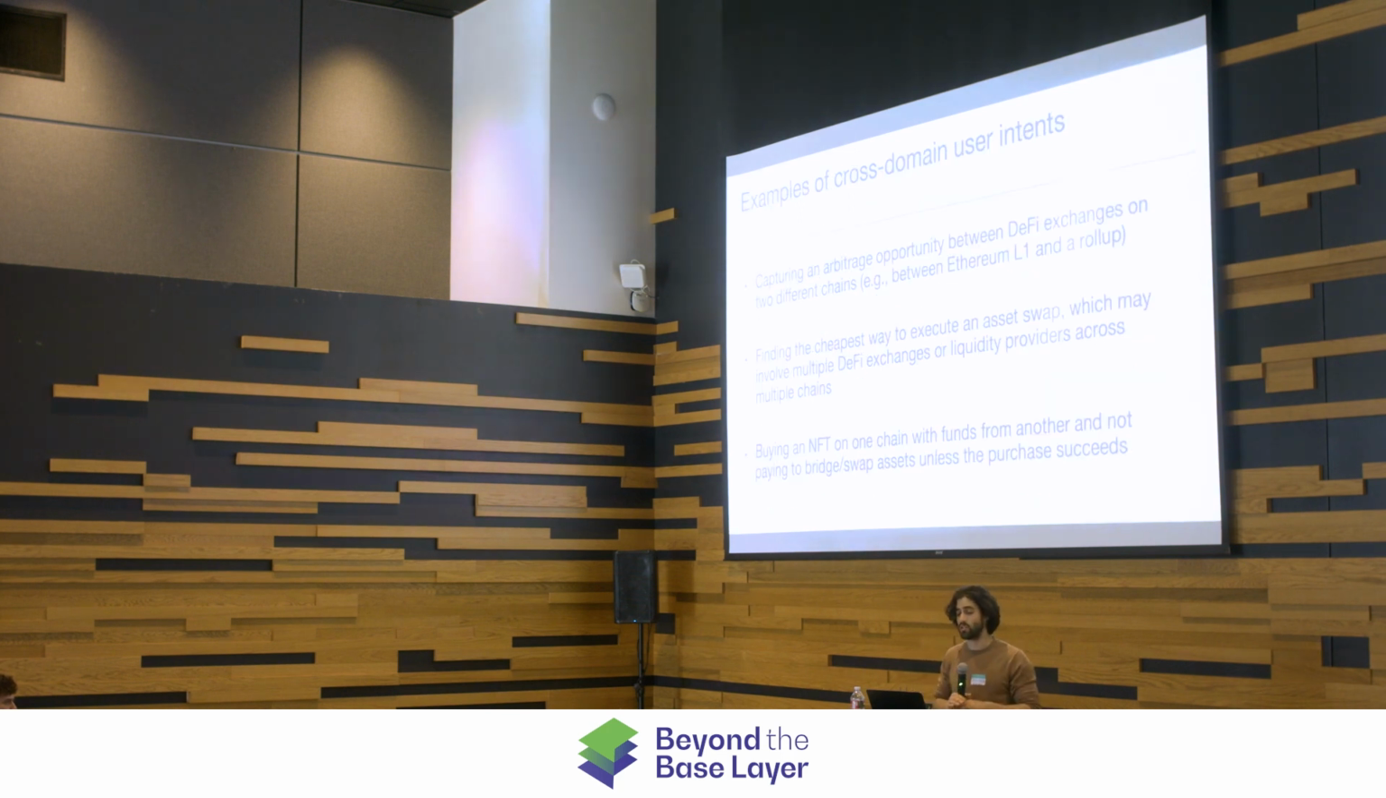There are many examples of cross-domain user intents, capturing arbitrage. I've talked about just finding the cheapest way to execute some swap, which may involve multiple chains. Making sure that, let's say I want to buy an NFT on one chain, but it requires me to acquire a certain asset to do that. I don't have that asset. My cash is on Arbitrum, the NFT is on Zora and Optimism. I don't want to bridge my assets, then do some kind of swap, only to then fail to buy the NFT because somebody else bought it first. Right? So an example of a cross-domain intent would say, I only want all of this to go through if it actually succeeds in the end, across all these different chains.